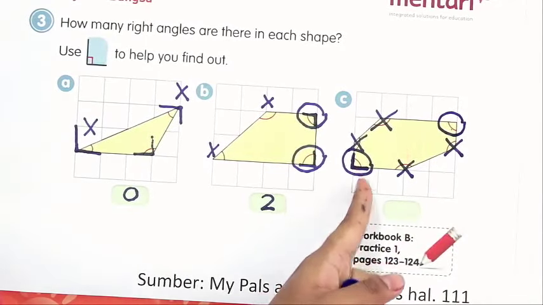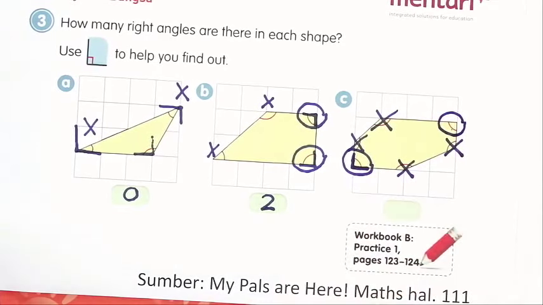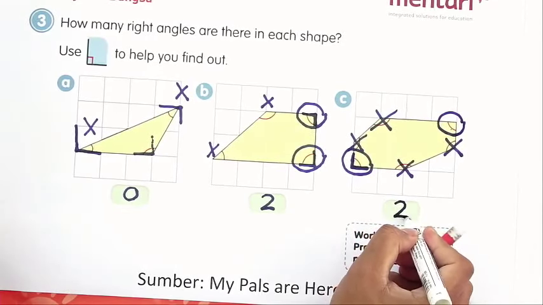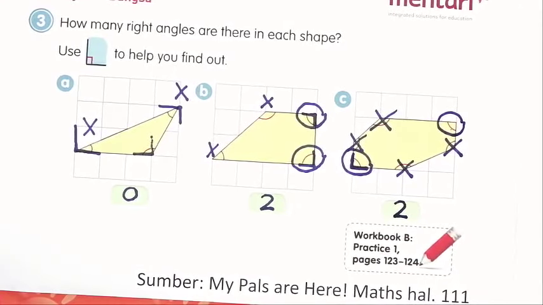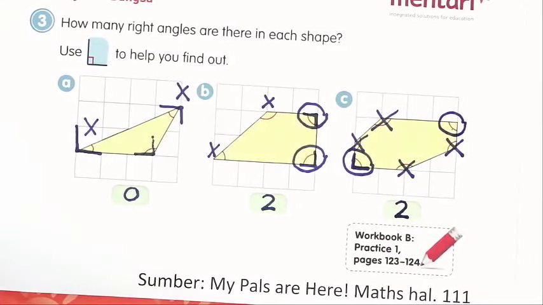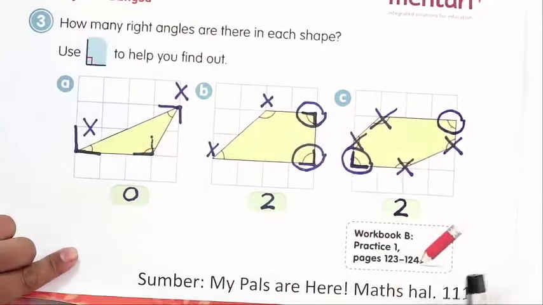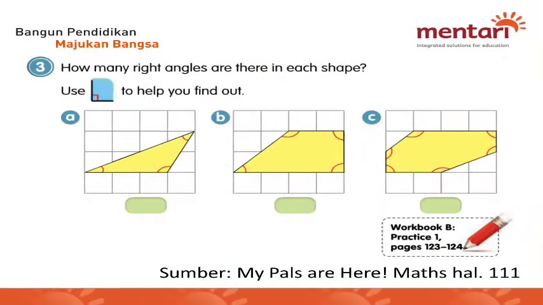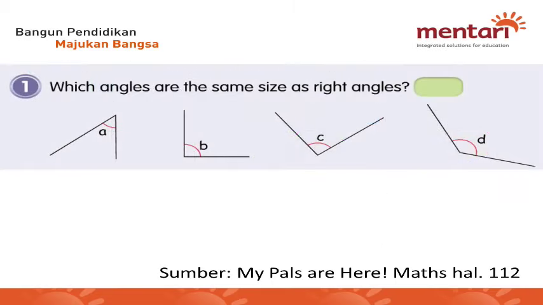All right, so how many right angles can you see from figure C? There are 1 and 2. There are 2. Okay? So far, so good. Do you have any question? So now, let's move to another practice. We have a lot of practice. Maybe we can do it faster, because I'm sure that you have understood well about the types of angle.